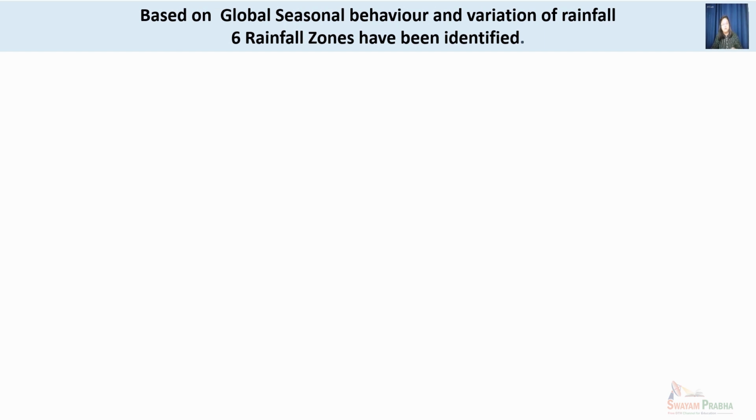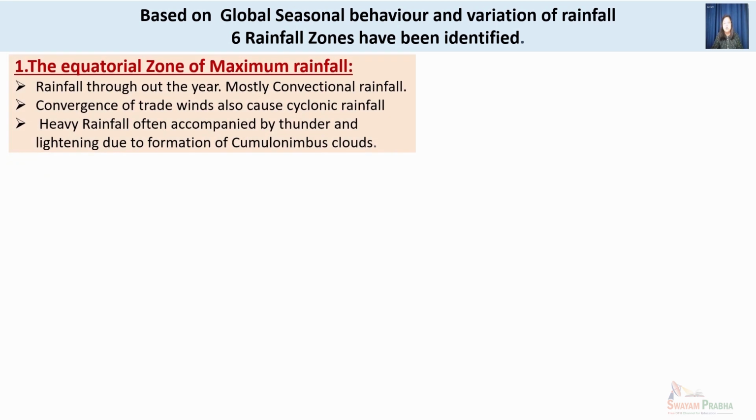So, let's discuss them one by one. The first one is the equatorial zone of maximum rainfall, where the rainfall is experienced throughout the year. And most of the rainfall is mainly of convectional type. Why? Because these areas receive direct high insolation as compared to other areas of the world. And this particular zone extends up to 10-degree latitude on either side of the equator and falls within the intertropical convergence zone of trade winds, characterized by warm and moist air masses.